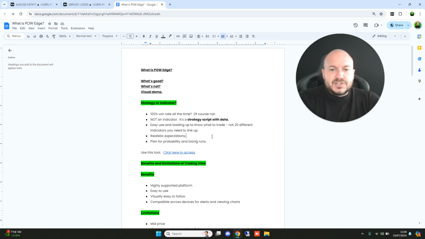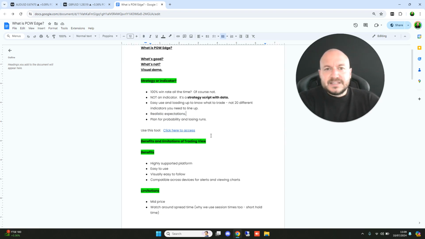So realistic expectations are important to plan for probability and losing runs. There is no 100% win rate strategy. There is no silver bullet. This is probably, in my opinion, the easiest way of following a chart, following what it says, and standing the best chance that you can to be profitable if you manage your risk per trade, understand probability and losing runs, and cover the trending and the reversal points across major pairs at the same time. So yeah, planning for probability and losing runs, use this tool.